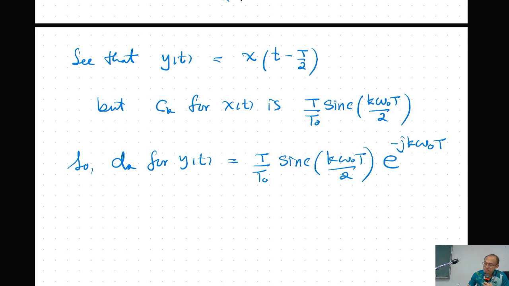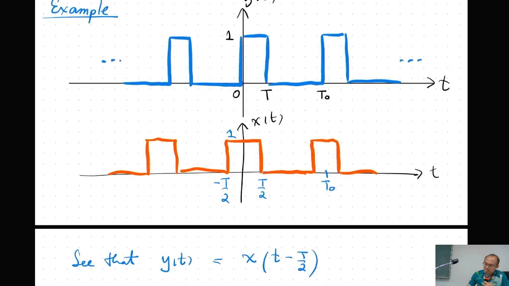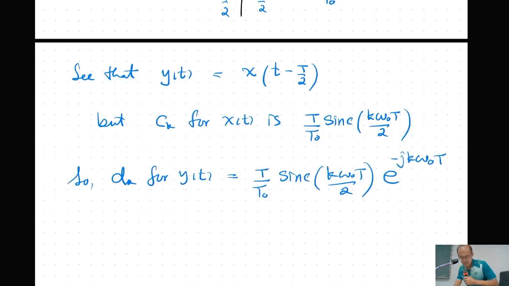Here, we're shifting right. Shift right means that we have the negative exponent, and then divided by 2. That's it.